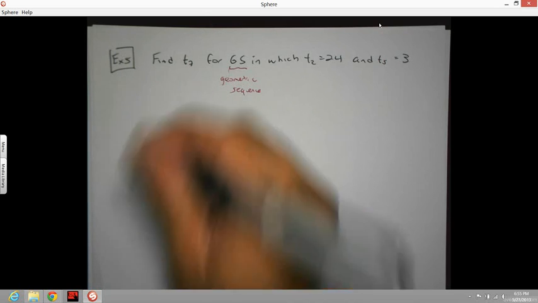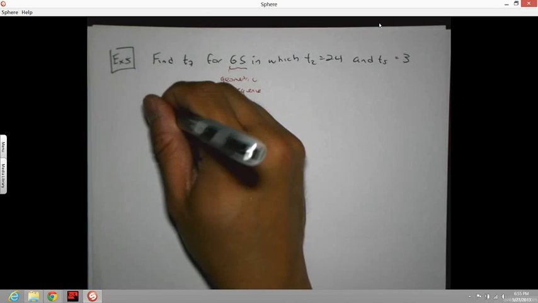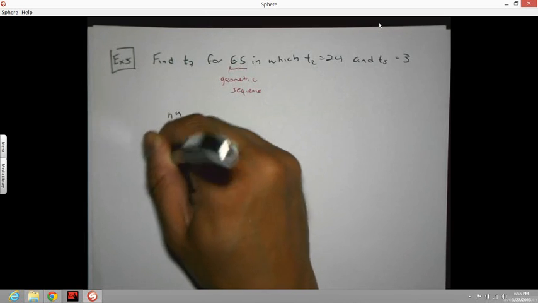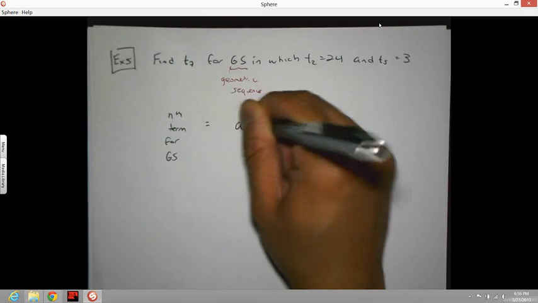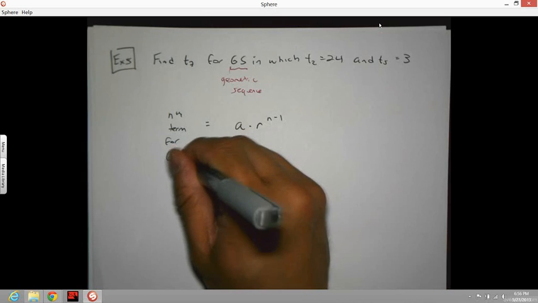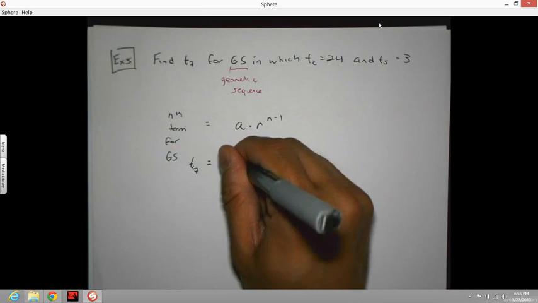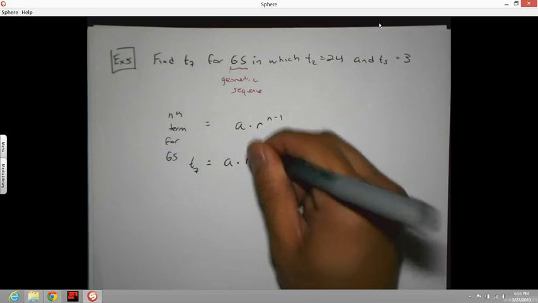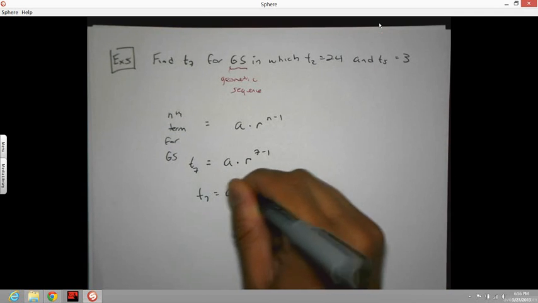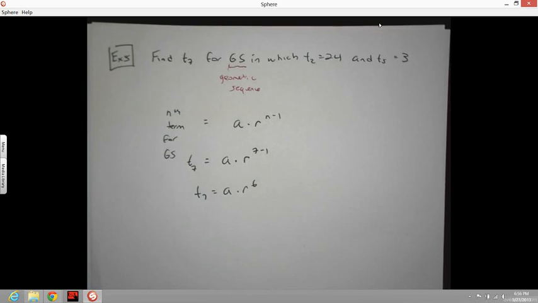Great. So, let's try to do this together. Remember, your nth term for a geometric sequence is what? It was A times R to the n minus 1, right? So, right away, we want T7. It's going to look something like this. T7 is going to be A times R to the 7 minus 1, which is really going to equal A times R to the 6th. Okay?